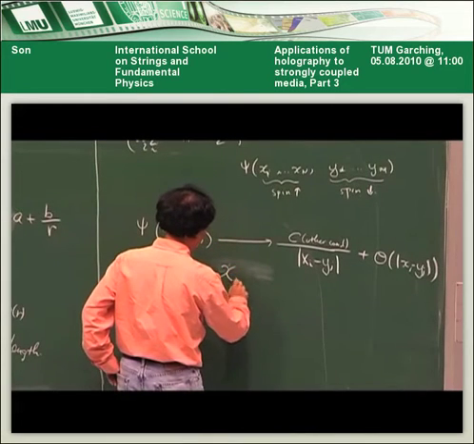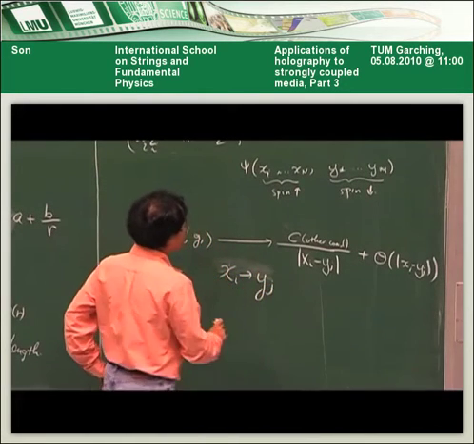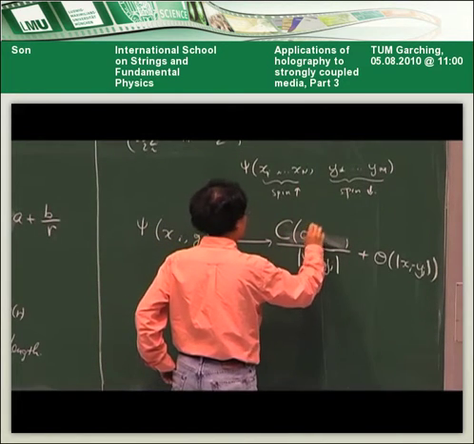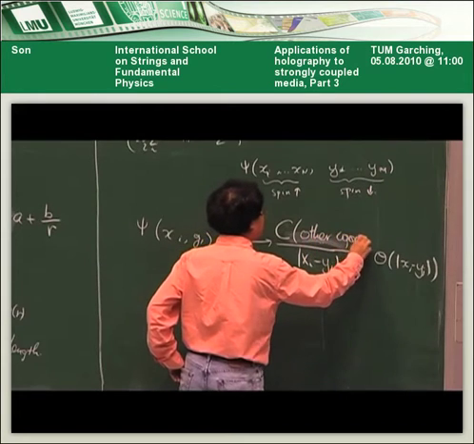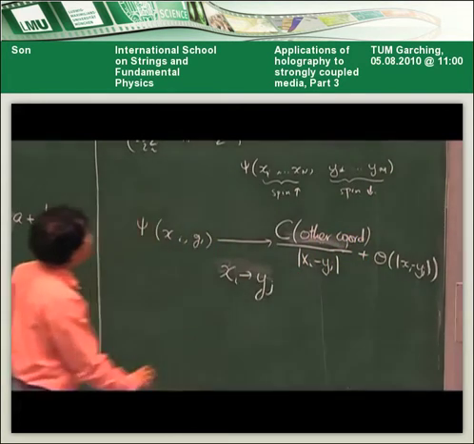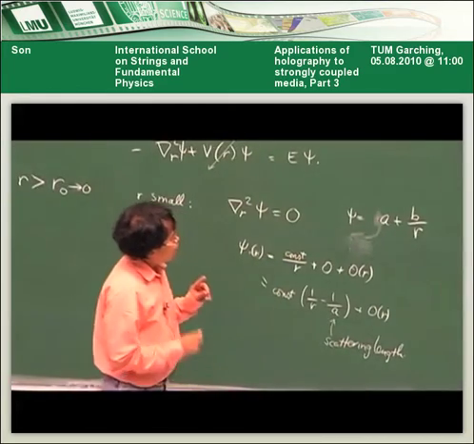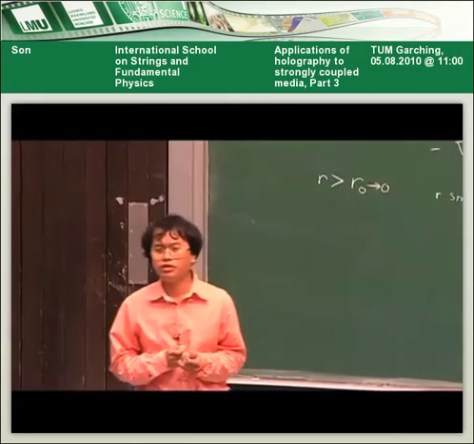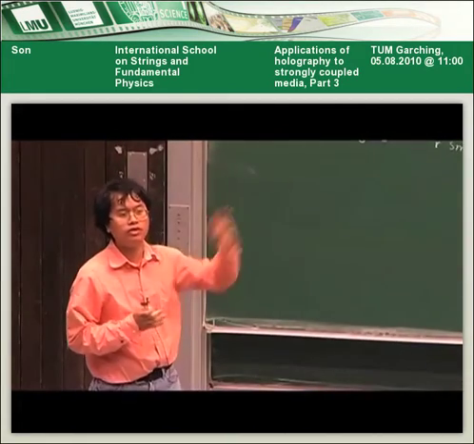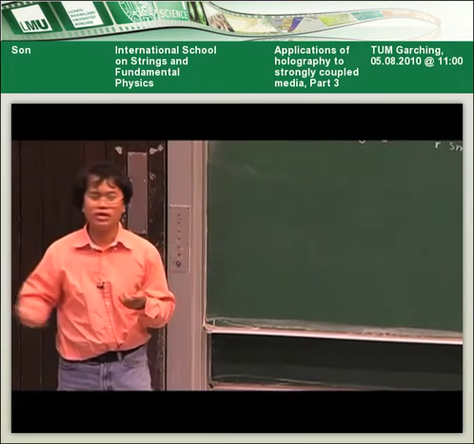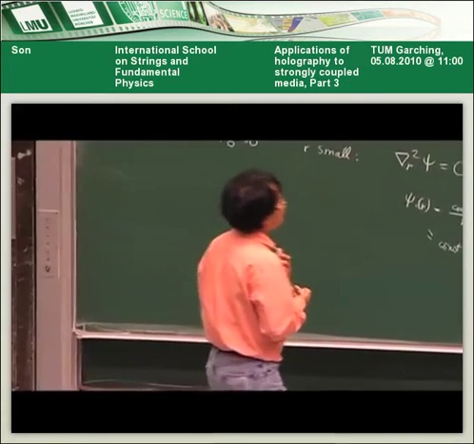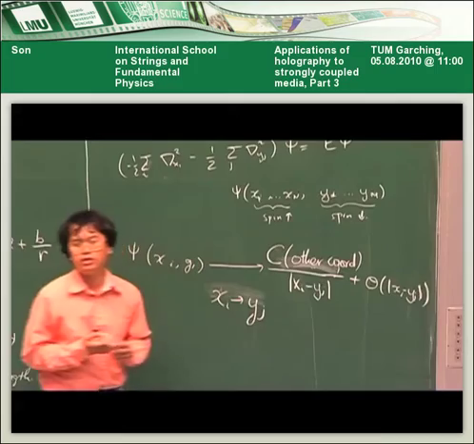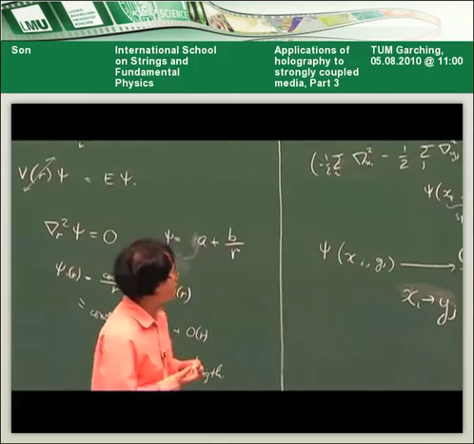So xi goes to yj. Formulated in this way, the non-triviality of the problem is not in the Hamiltonian. The Hamiltonian is just the Hamiltonian of the sum of kinetic energies, but the non-triviality comes from the boundary condition that one imposes on the wave function.